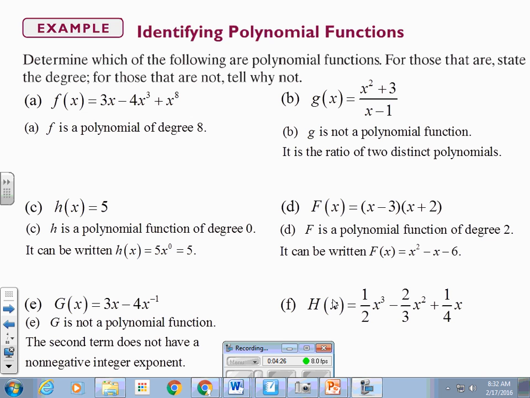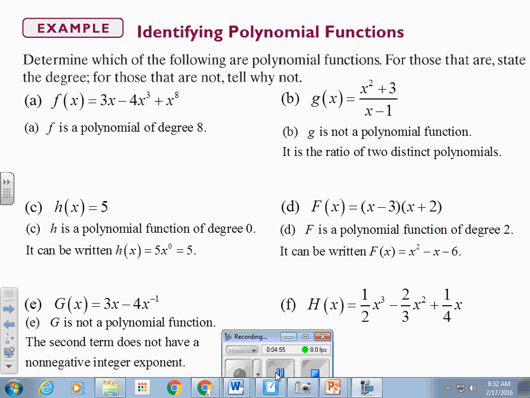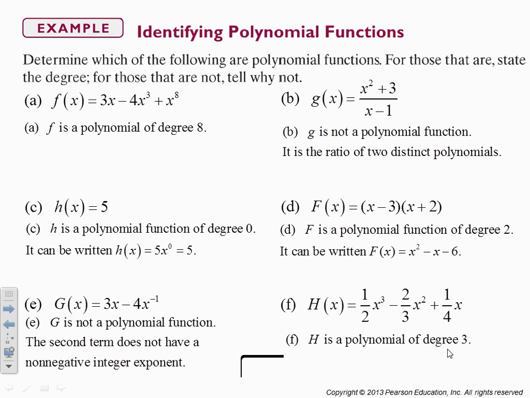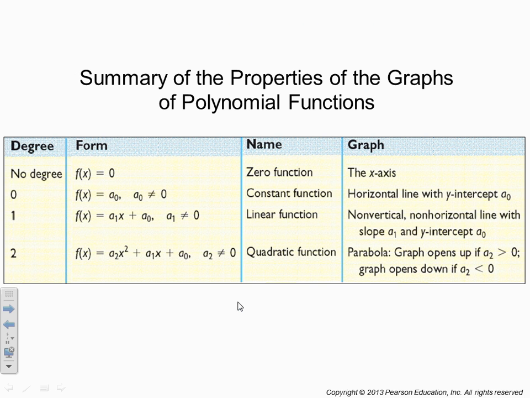All right, last but not least, our h of x, 1/2 x to the third minus 2/3 x squared plus 1/4 x. If you believe it is a polynomial, stand up. And if you are standing, then with your fingers, show me what degree it is. So h is a polynomial. Its degree is 3 because it has x to the third power. So it doesn't matter that I have fractions for my a as long as I have a real number for a. I could even have a root 3, whatever. That's a real number.